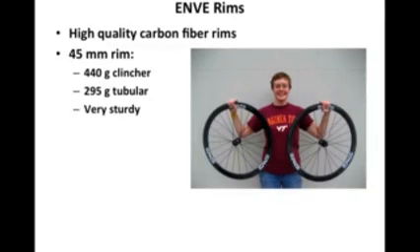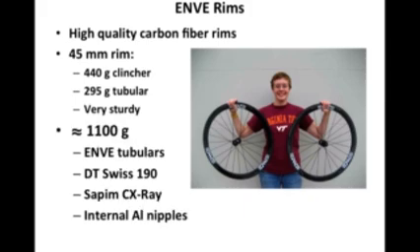I've really come to like NB rims quite a lot. They're really high quality carbon fiber rims. These shown here are 45 millimeter rims, and this is a 440 gram clincher, 295 gram tubular, and very sturdy rim. These built up to a weight of about 1,100 grams, which is amazing. Tubulars with DT Swiss 190 hubs, Sapim CX-Ray spokes, and internal aluminum nipples.